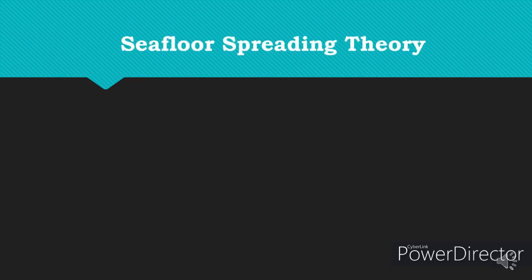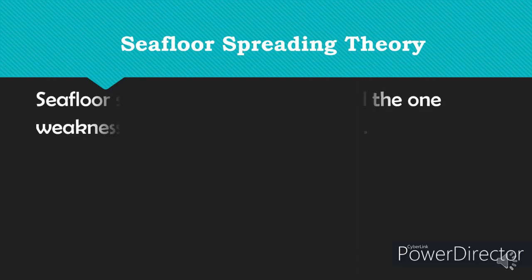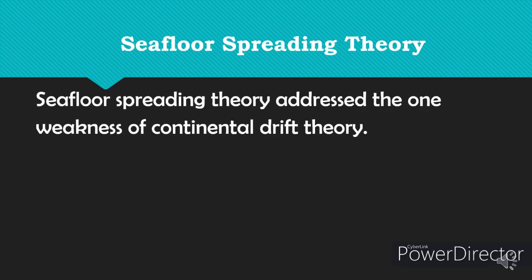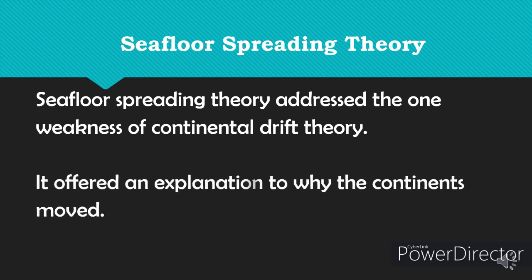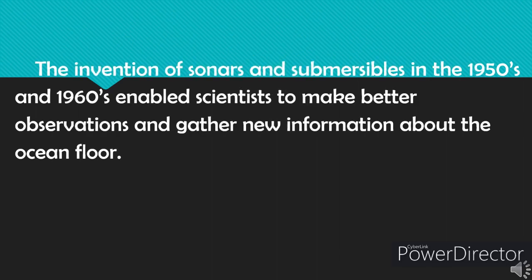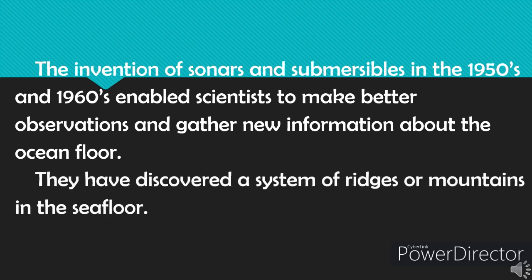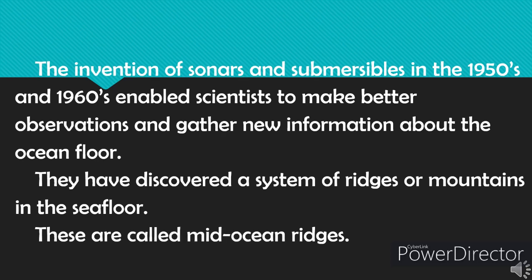Seafloor spreading theory. Seafloor spreading theory addressed the one weakness of continental drift theory. It offered an explanation to why the continents move. The invention of sonars and submersibles in the 1950s and 1960s enabled scientists to make better observations and gather new information about the ocean floor. They have discovered a system of ridges or mountains in the seafloor. These are called the mid-ocean ridges.